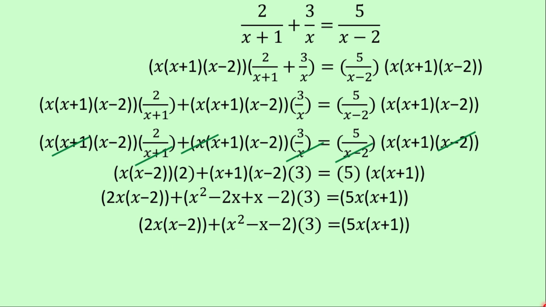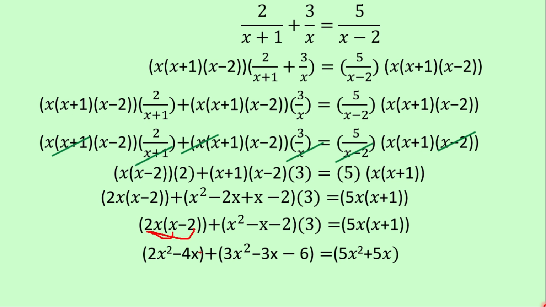So it would look like this. I will guide you, so do not worry. So we have here 2x times x will give you a 2x squared. 2x times negative 2 will give you a negative 4x. Plus, we have 3 right here.